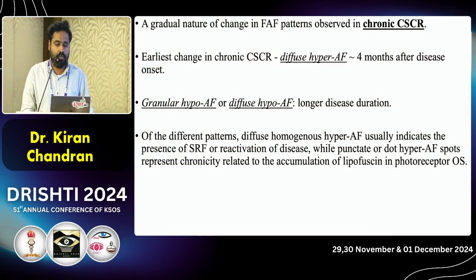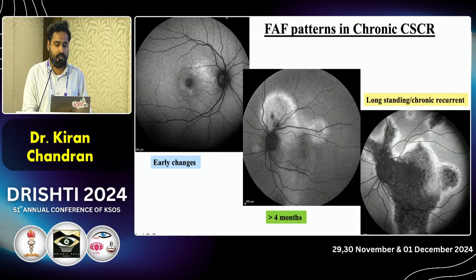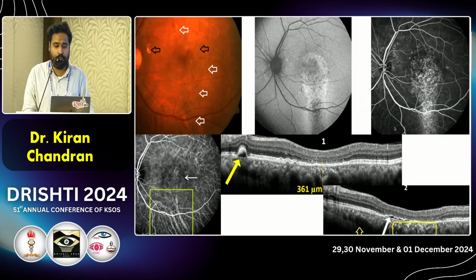laser. In chronic CSCR, you get different patterns like diffuse hyperfluorescence in the early changes. With more than 4 months of changes, you can see a granular pattern of hypo- and hyperautofluorescence, and in long-standing cases, you get diffuse hypoautofluorescence. So a nice gravitational track can be seen on FAF in this patient, and corresponding window defects are seen on FFA, and the OCT shows widespread loss of outer retinal bands.